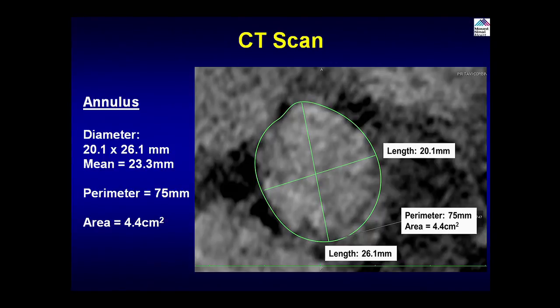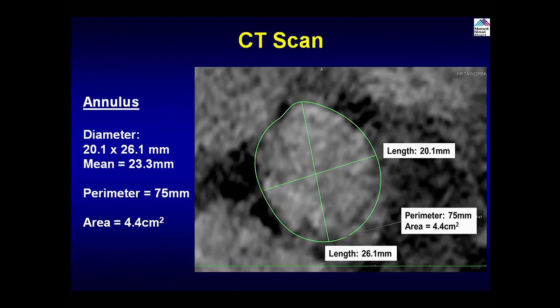But after a lot of backwards and forwards in different frames and different datings, it appears that the CT came very close to the echo. We got about 20 by 26 with a mean of 23.3, perimeter of 75, which puts it into the 29mm CoreValve. And with all the other considerations, we're going to stick with that implant size today.